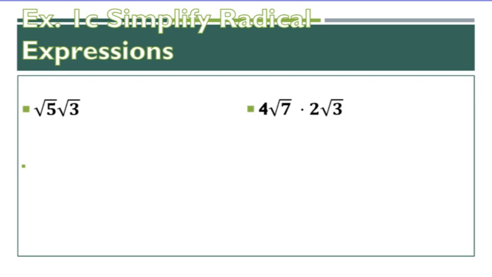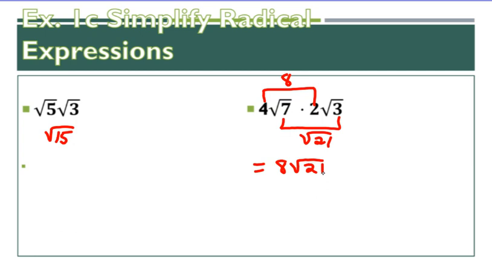Other problems. Square root of 5 times the square root of 3. This will give us the square root of 15. I cannot break down the square root of 15, so my answer would stay as the square root of 15. 4 times 2 is 8. The square root of 7 times the square root of 3 is the square root of 21. I cannot break down the square root of 21, so I get an answer of 8 times the square root of 21.